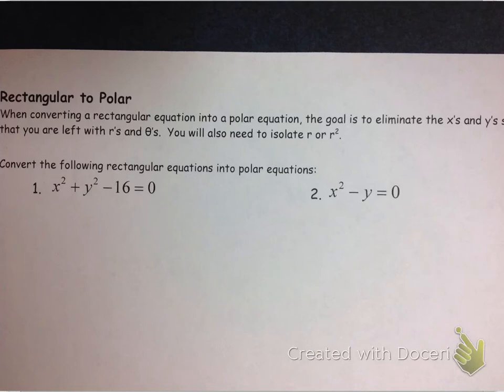And so then the final conversion is to go in the other direction. So we're going from rectangular into polar. So our goal is to get rid of the x's and y's this time and make sure we're just left with r's and thetas. And in this case, we need to isolate r or r squared. Okay? So once again, there's lots of different variations of these, so we're going to look at one of each of the more common types.